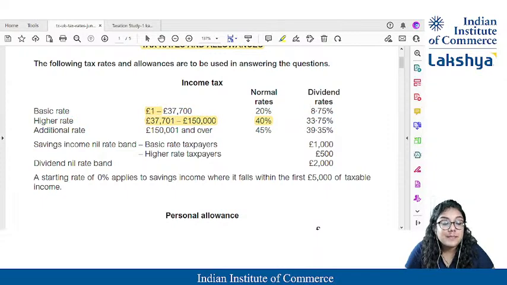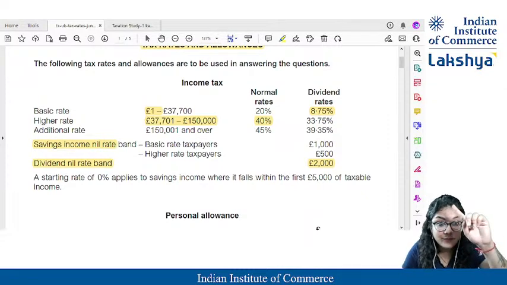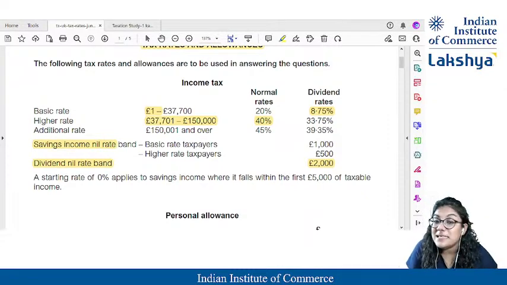Which means if my income is between this, and I'm getting dividends, they should be taxed at this rate. Initially for the first 2000, you are not going to be taxed. For savings, if it is a payer of higher tax rate, as you did in the first question, I was getting only 700 pounds. But for the initial 500, there was no tax. Students, we need to know that.